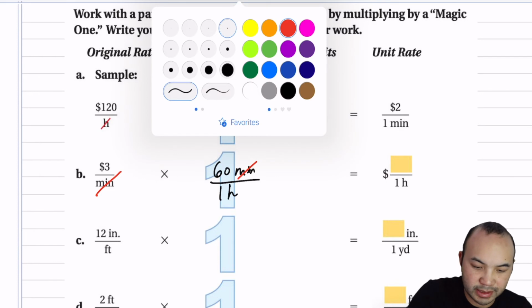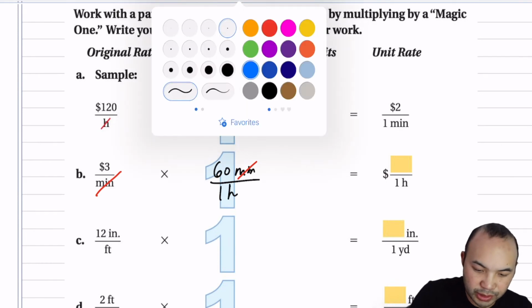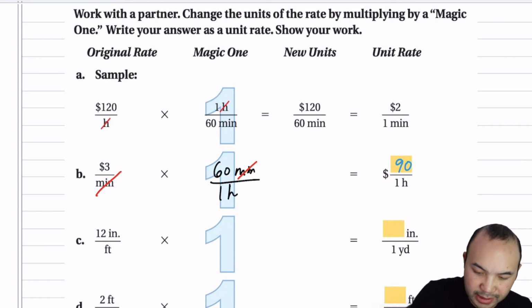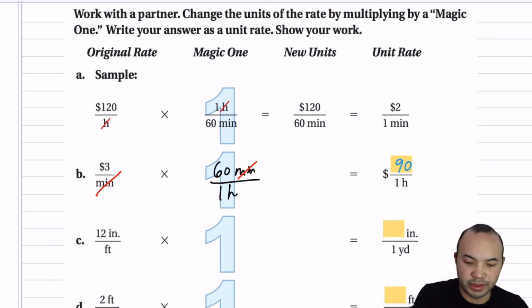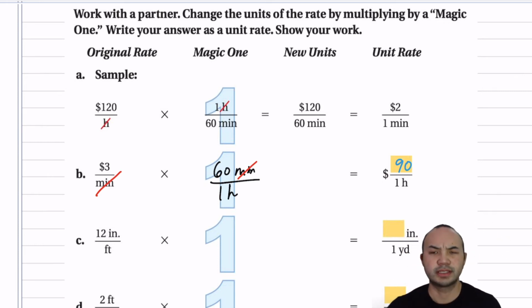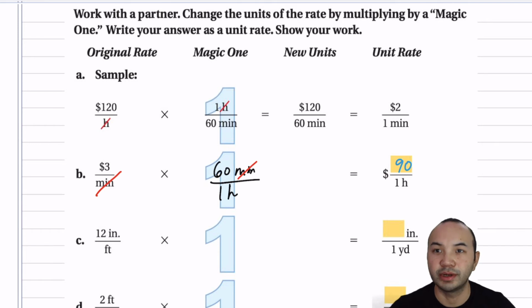So now if I multiply this out, I'm going to just have 3 times 60, which is 180, and then dollars, because dollars on top. There's no minutes anymore. I crossed out the minutes. So $180 per hour. And if you think about that, if it's $3 per minute, then for 2 minutes, it's $6. For 3 minutes, it's $9. You're basically multiplying by how many minutes. So 3 times 60 makes sense.